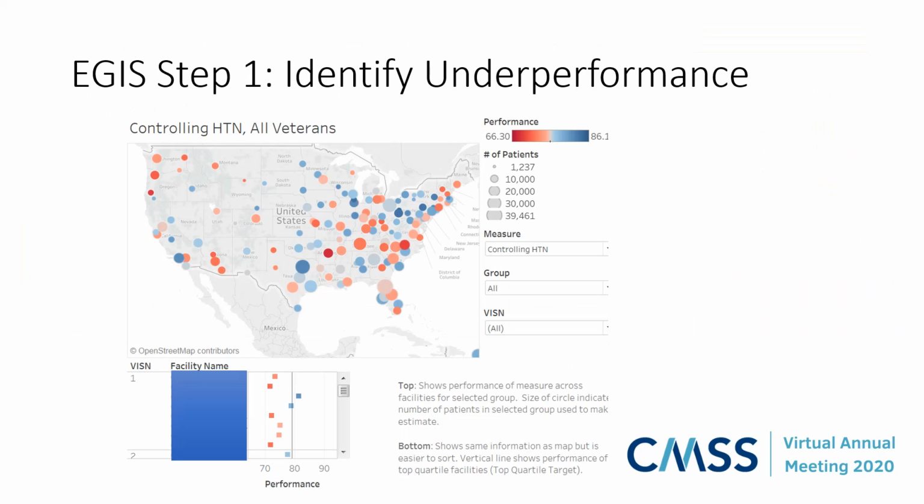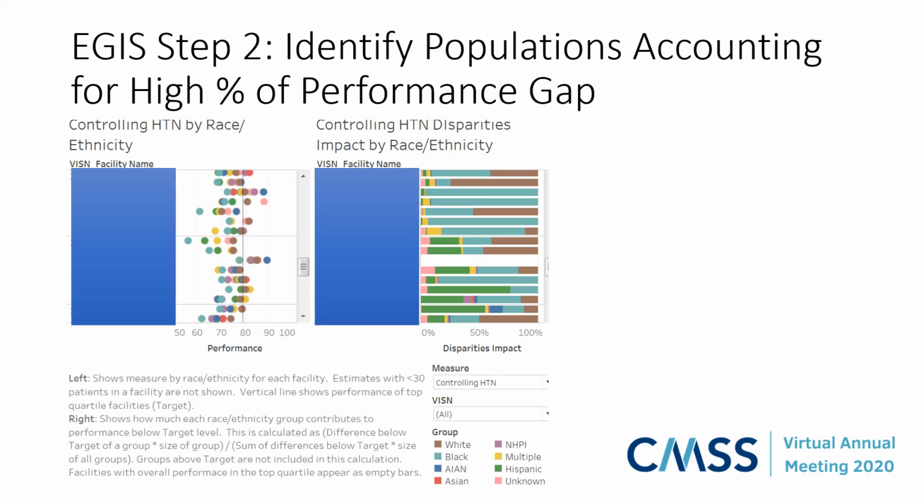This is a dashboard we developed to support this logic. For a variety of performance metrics already tracked in VA, this first page is used to identify those VA medical centers whose performance is below the top quartile of facilities. These underperformers are then the target audience we want to reach. This second page then shows performance for each racial and ethnic group.